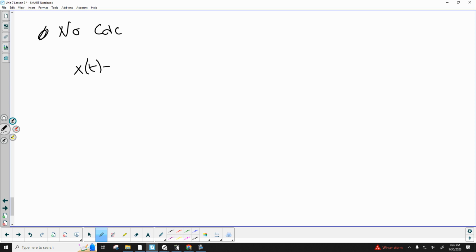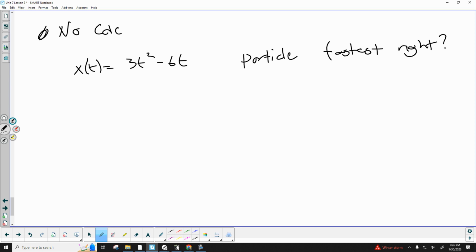x of t is 3t squared minus 6t. When is the particle moving fastest to the right? Okay? This is the other type of question that shows up on page 2, which a lot of students have difficulty with. And we'll talk about the interval from 0 to 3. Okay, translate the question.